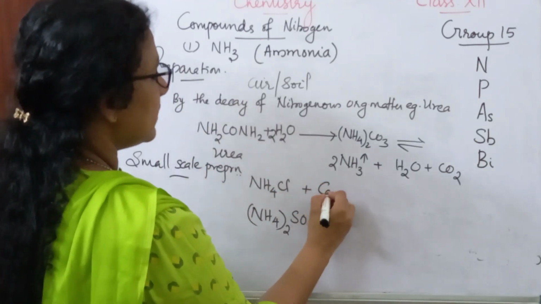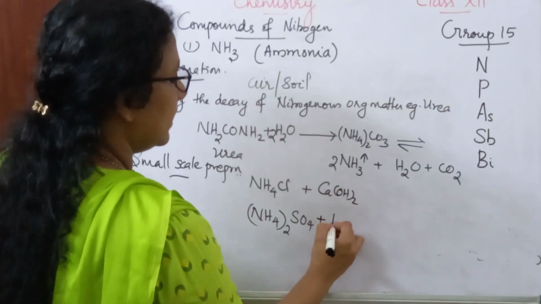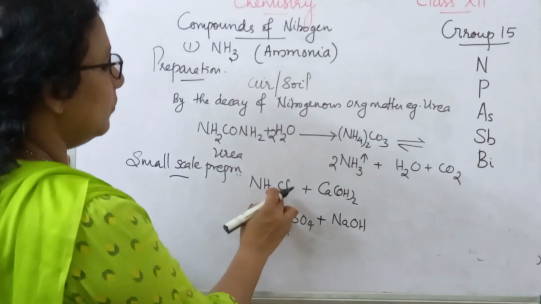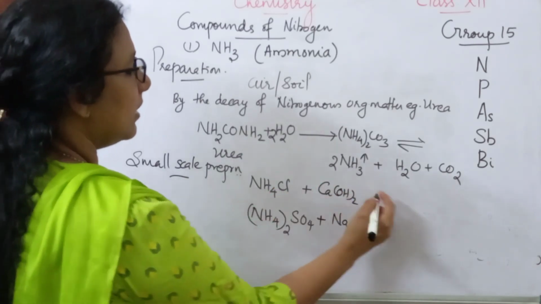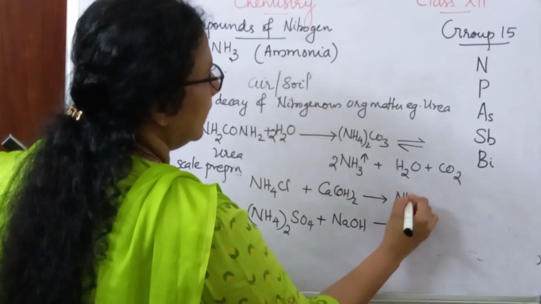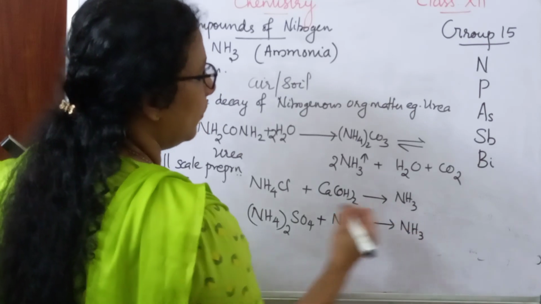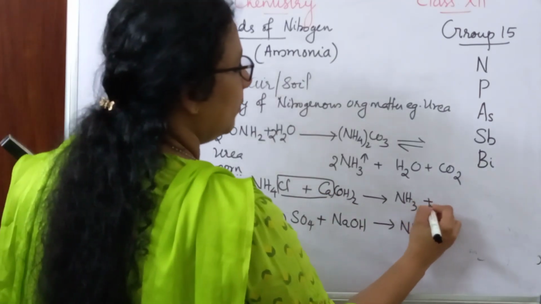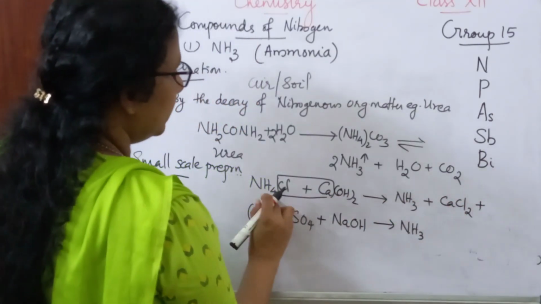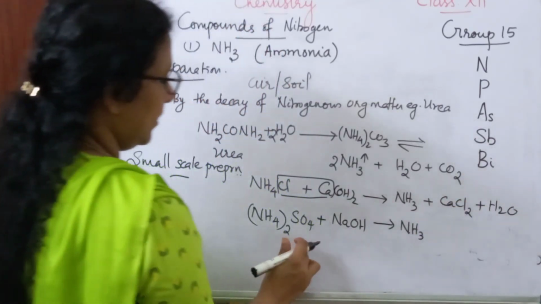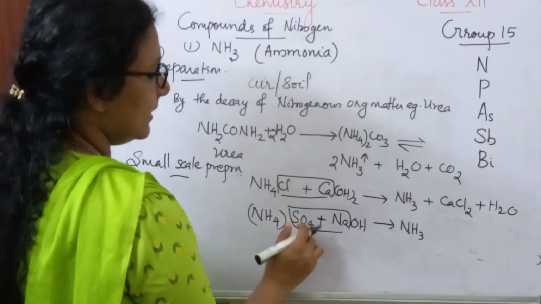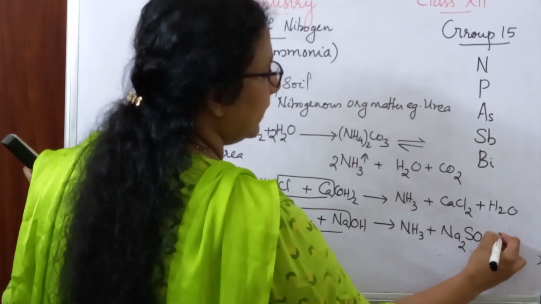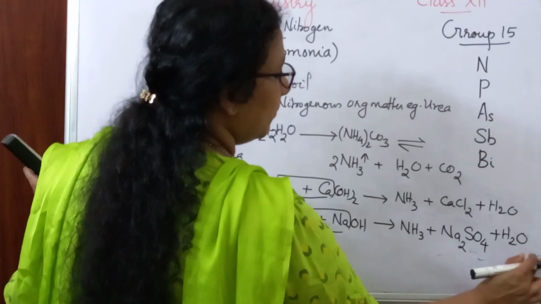In the first case, we can use calcium hydroxide. In the second case, we can use sodium hydroxide. Using calcium hydroxide and sodium hydroxide with these ammonium salts, we can prepare ammonia gas. In both cases, ammonia gas is formed. Then we can write the byproducts easily. Calcium chloride will be formed, and obviously water is another byproduct. In the second case, sodium sulfate is formed, Na2SO4, then water is again formed.